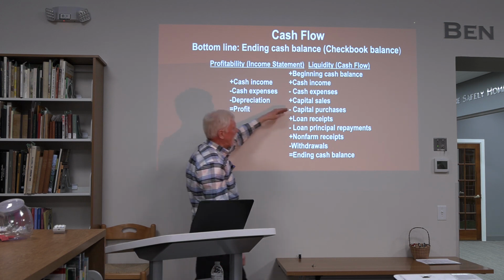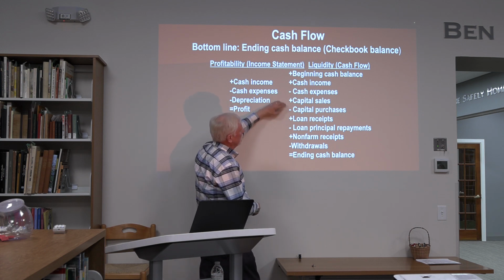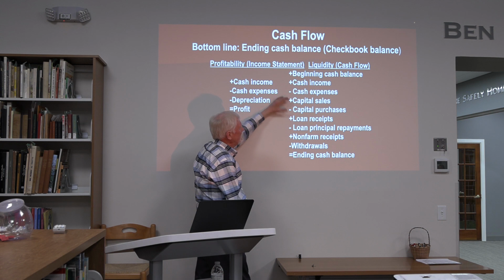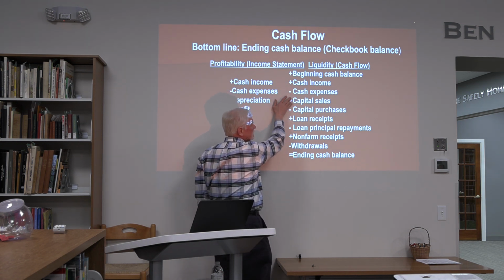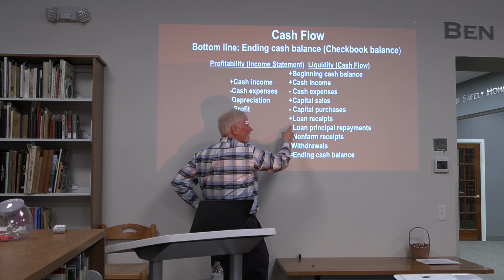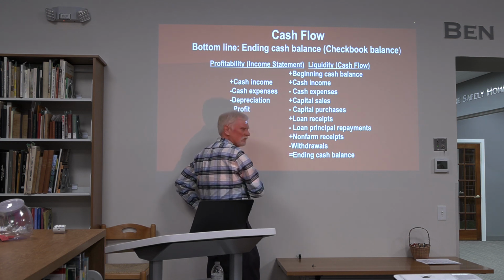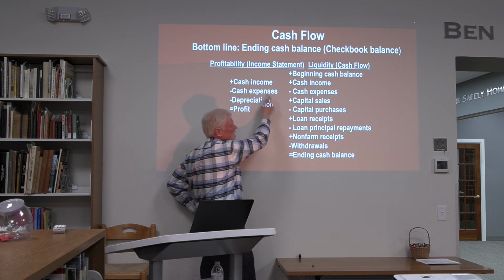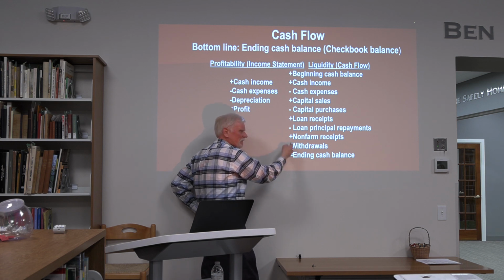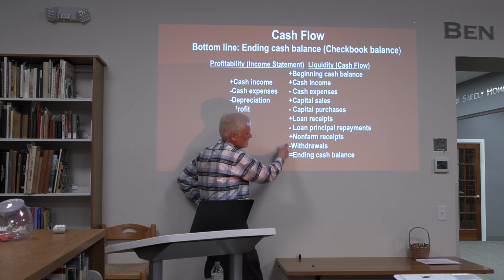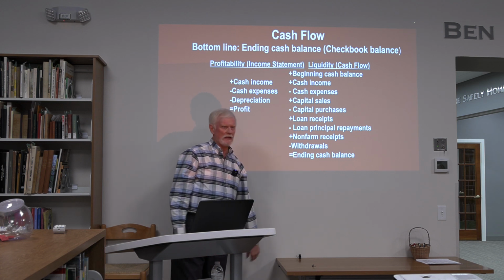We have capital purchases, but we also have capital sales. These come in pairs. Cash income, cash expenses, capital purchases, capital sales. We have loan receipts. We have to borrow money and pay the money back. Interest is an expense, but we borrow money and we have to pay money back. And then money flows into the business from other sources, and we take money out of the business. So we have our ending cash balance.